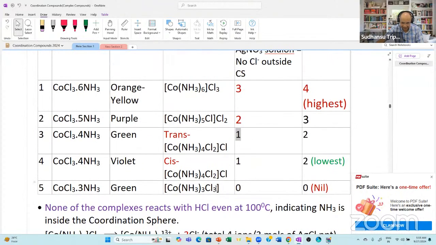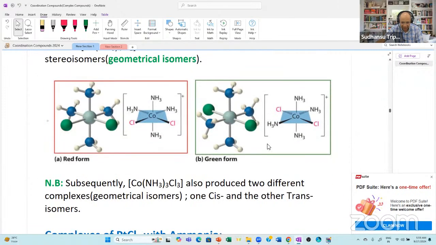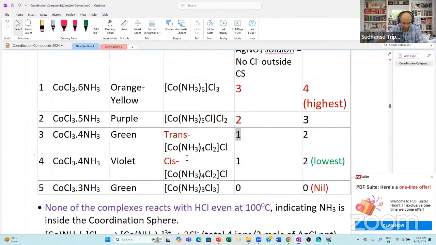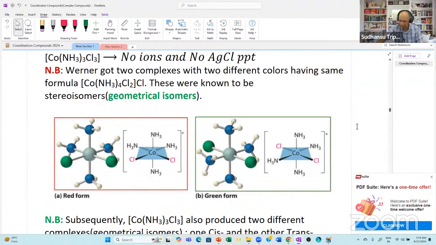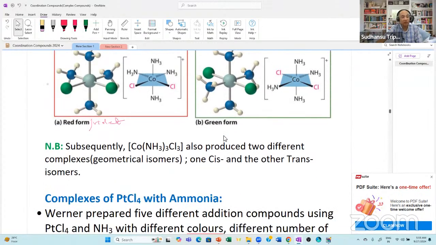The trans form is green, and the cis form is violet. Some people call it red also. It's very difficult to distinguish between the violet and red, the color that it exhibits. So in many literature you will find red, and in other literature you will find violet. I think violet is correct.